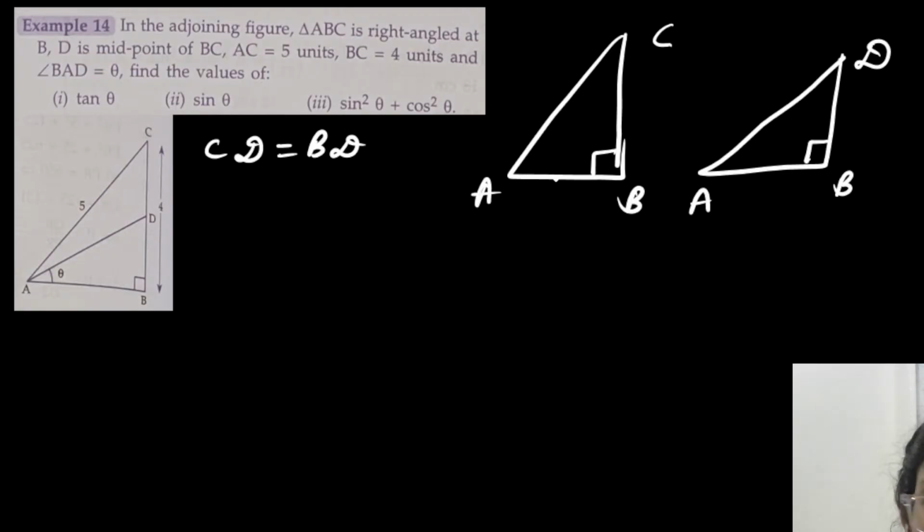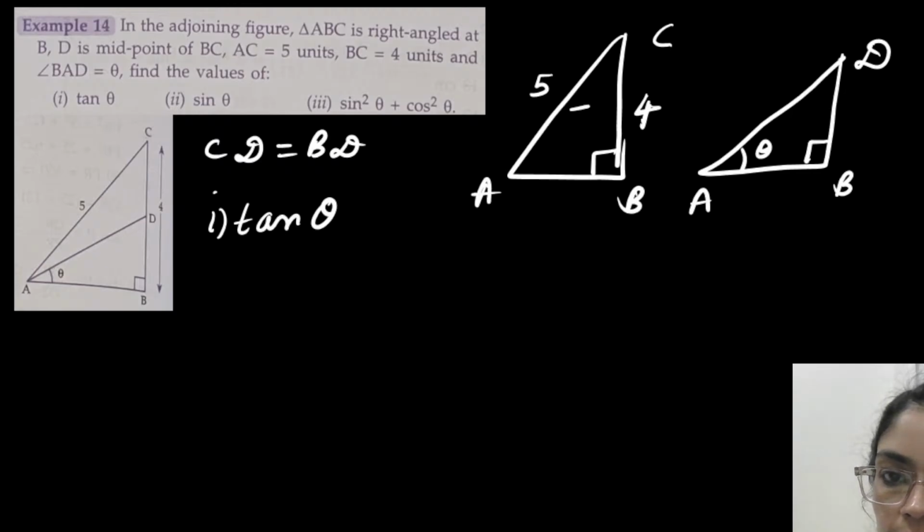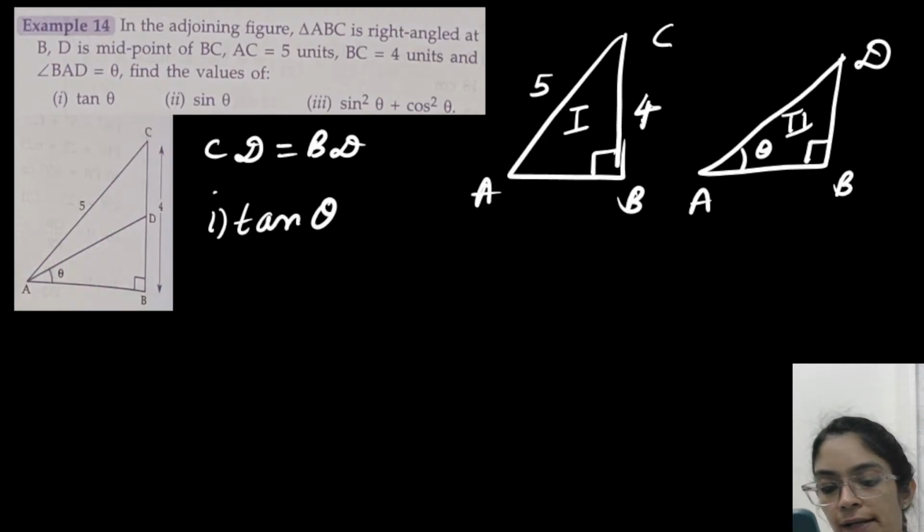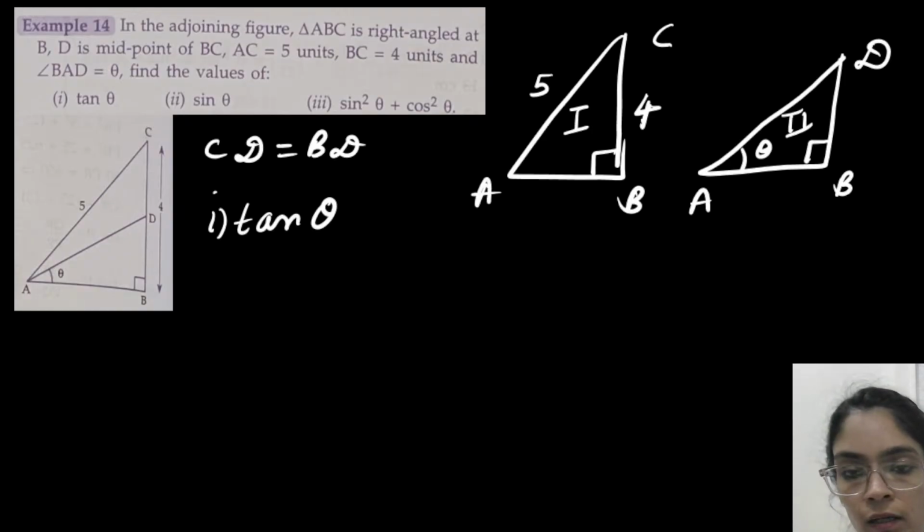Here I have an angle theta in triangle ABD. The value of AC is 5, and the value of BC is given to us as 4. What do we have to find? First part, we have to find tan theta. Theta is there in this triangle. This is the first triangle, this is the second triangle. Tan theta is 2 by 3. So how to find theta? In this triangle, the second triangle, do we know anything?